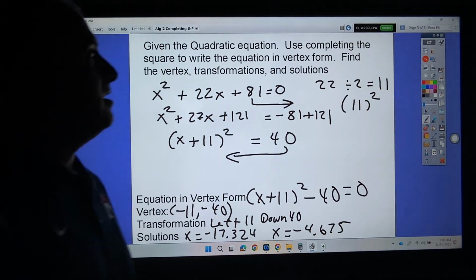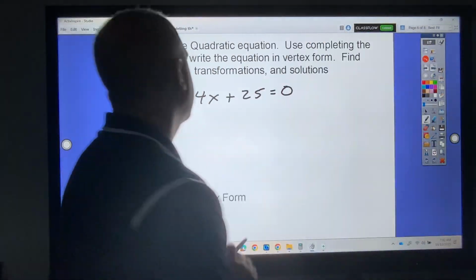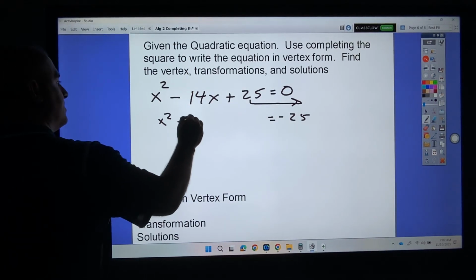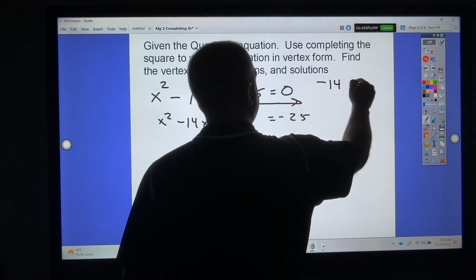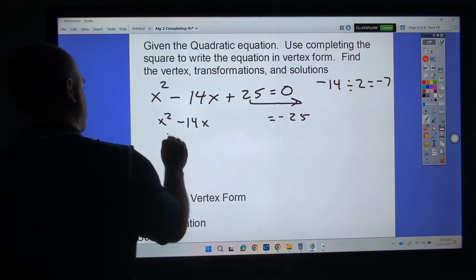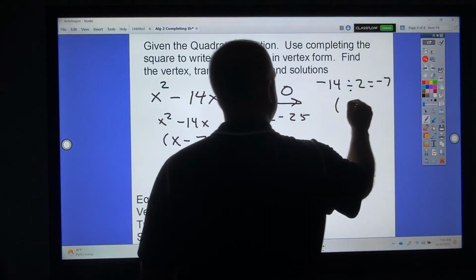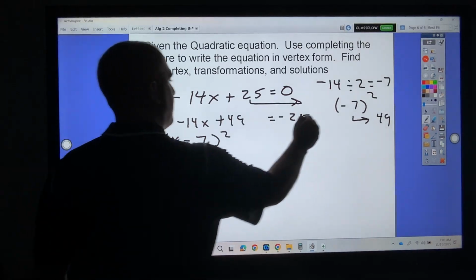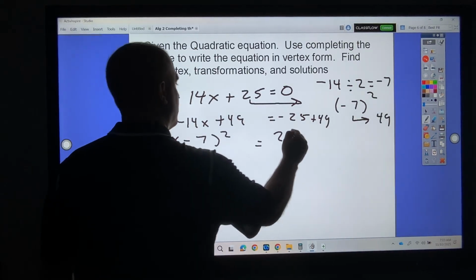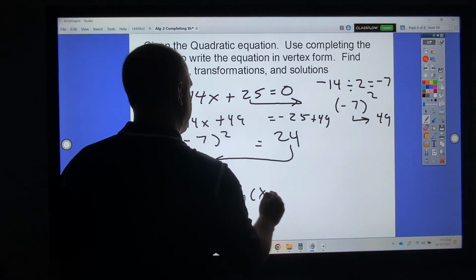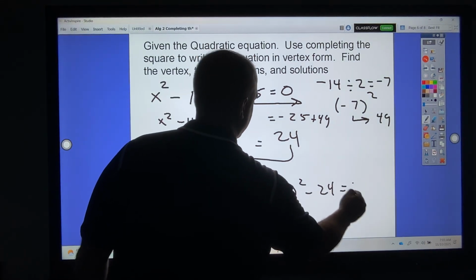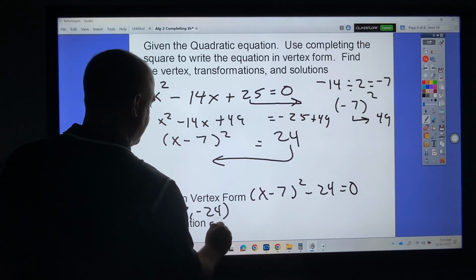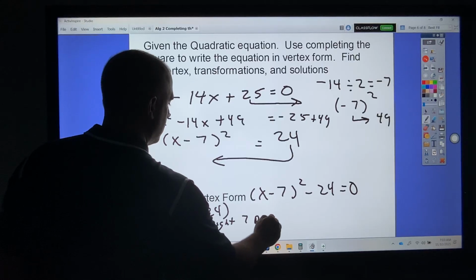Let's go through a couple more. I would move this 25 over. It's negative 25. I got x squared minus 14x. Negative 14 divided by 2 is negative 7. So I would have x minus 7 squared. Then I want to take negative 7 and square it. Remember, this result's always positive. So that's a positive 49, a positive 49, which would give me positive 24. And then I would move that back. x minus 7 squared minus 24 equals 0. Vertex is 7, negative 24. Transformations, I would go right 7, down 24.